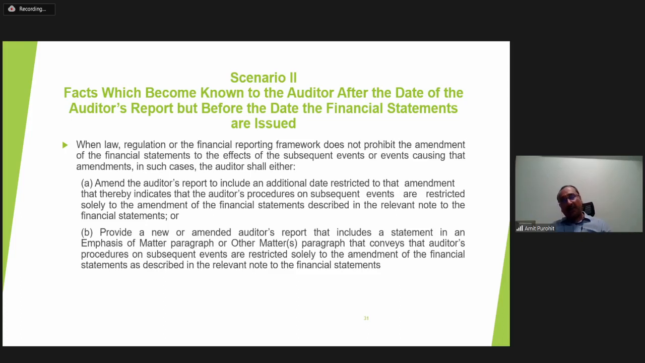Then he has another alternative, which is to provide a new or amended auditor's report that includes a statement in an emphasis of matter paragraph or other matters paragraph that conveys that the auditor's procedures on subsequent events are restricted solely to the amendment of the financial statements as described in the relevant note to the financial statements. So here he has two options. Either he goes for an additional date in the auditor's report, whereby he will amend the auditor's report, or provide a new or amended auditor's report in which he will place an EOM paragraph or other matter paragraph as the situation demands, and where he will refer to this particular subsequent event.